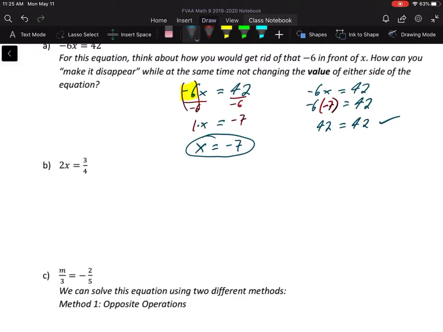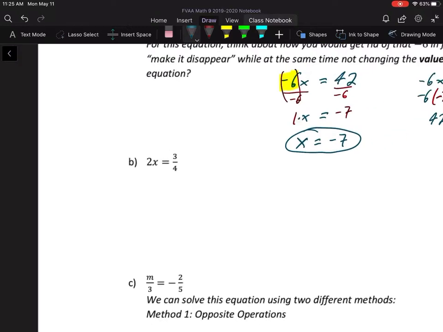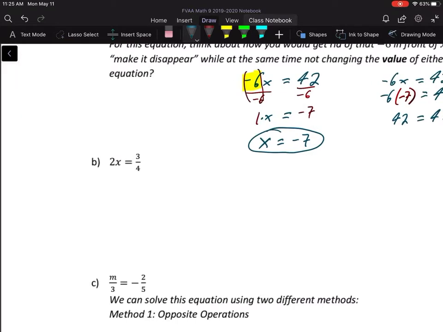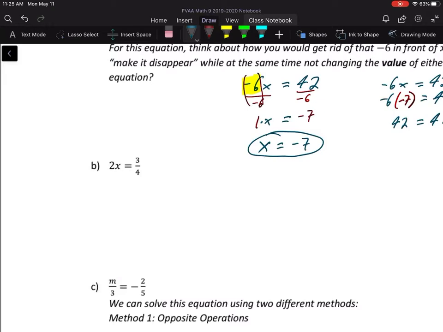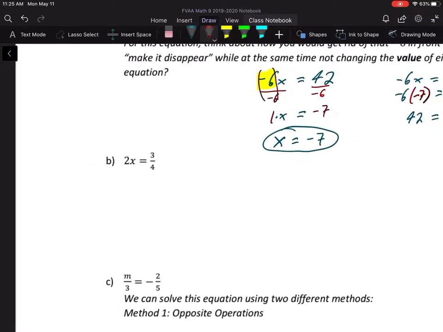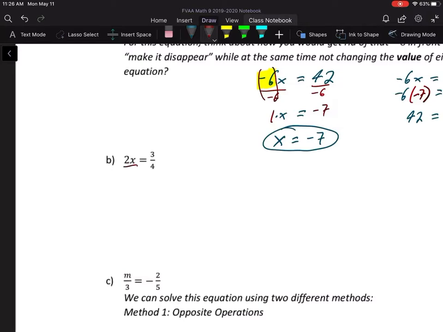Let's do another problem here. 2x is equal to 3 over 4. So here we got a fraction that we're going to be dealing with, but that's all right. Again, here my goal is to make that 2 a 1, because 1 times x is equal to x. So I'm going to divide both sides by 2. 2 divided by 2 is 1, and 1 times x is x. And then whatever I do to one side, I need to do to the other side. This is going to give me 2.